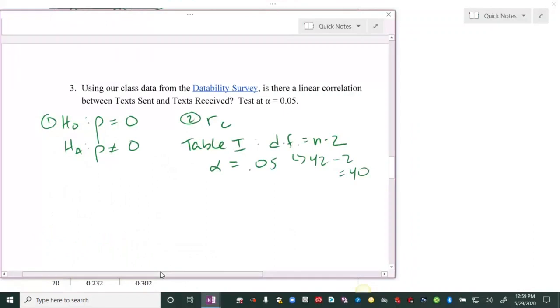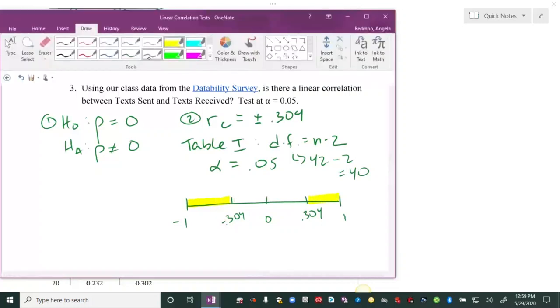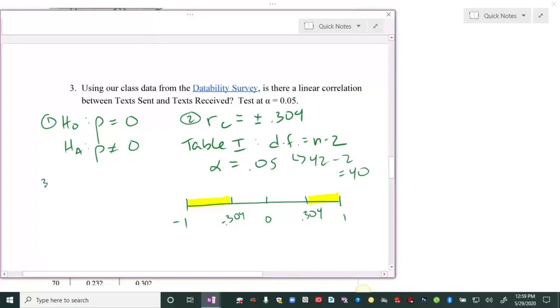Let's go ahead and put that here for step number 2. Plus or minus 0.304. That creates that continuum for us. -1 and 1, 0 in the middle. We've got -0.304 and +0.304. That cuts off both of our rejection regions. So we have a rejection region on the left and one on the right. Okay, next, step number 3, we need our test R.